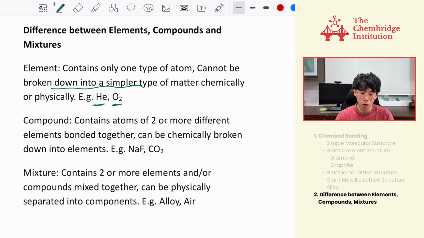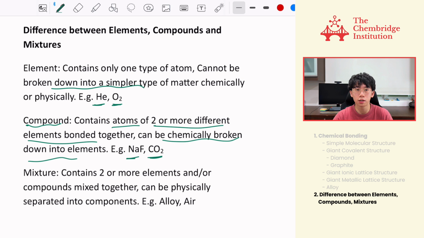Next, compounds. These contain atoms of 2 or more different elements bonded together, and this can be chemically broken down into its elements. For example, sodium fluoride, NaF, or CO2. As long as there's more than one different type of element, it is generally a compound.